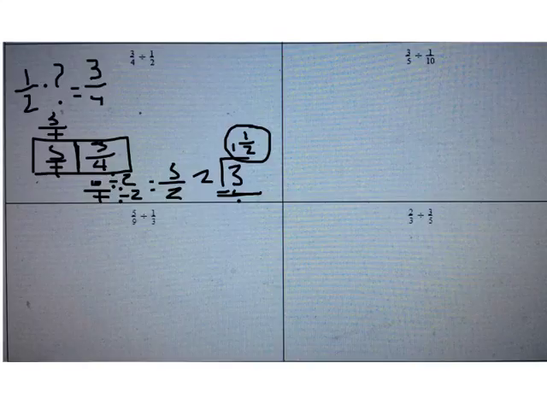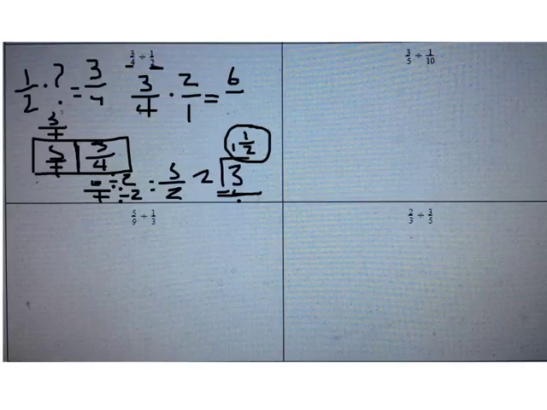Now let's try it using the algorithm. 3/4 is my dividend and 1/2 is my divisor. So I'm going to keep my dividend the same, 3/4. What's the reciprocal of 1/2? It's 2/1. When I do that, I can see that I get 6/4, which will lead me to the same answer.